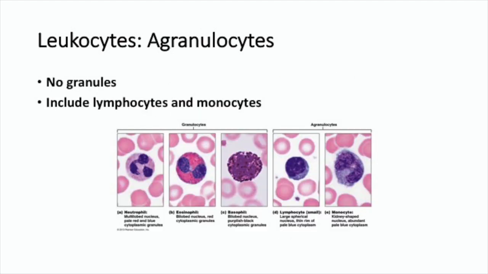Now, the agranulocytes, you can see them here on the right of the slide. We have the lymphocyte and the monocyte. They're pretty easy to identify. The lymphocyte has this gigantic round nucleus. The monocyte has this kind of kidney-shaped nucleus. They don't really look as grainy as the other cells.